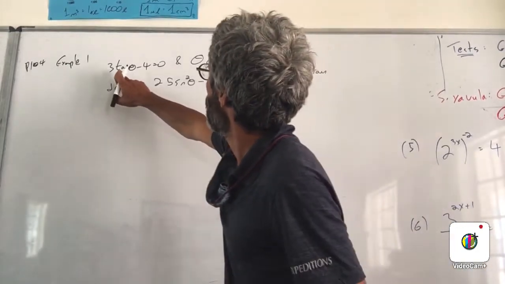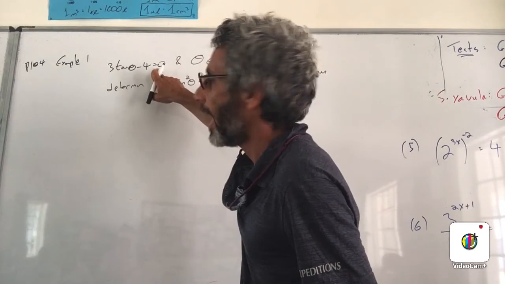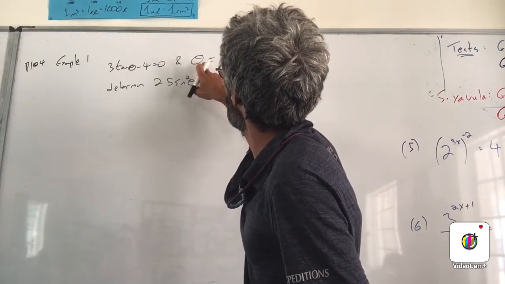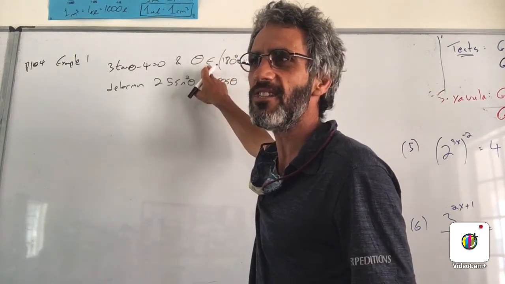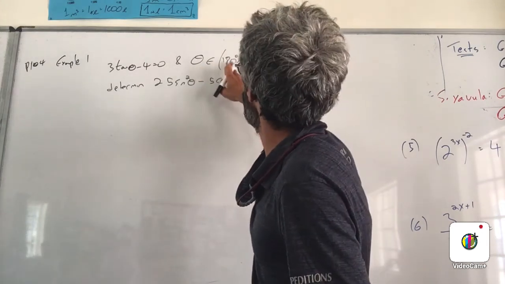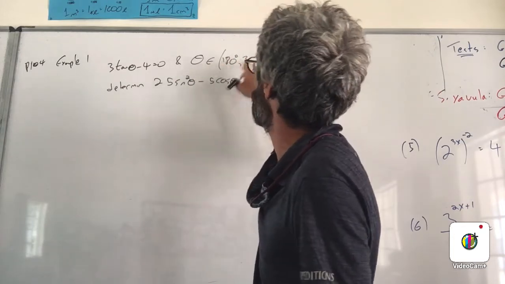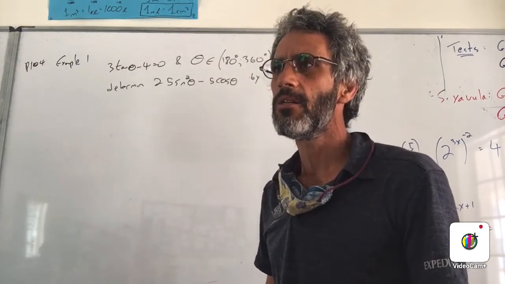So they tell you 3 tan theta minus 4 is equal to 0. And theta, what is this thing? That funny euro sign. It belongs to the set. This is a set. So it basically means that the angle is between 180 and 360.